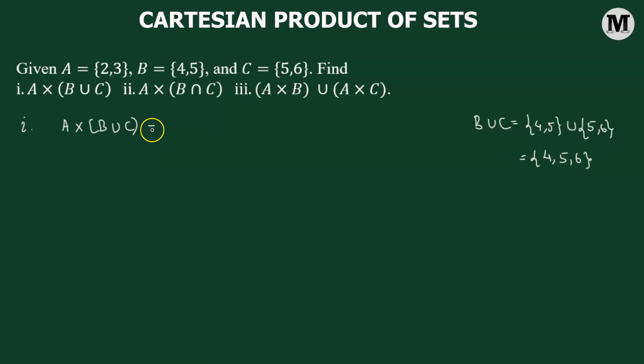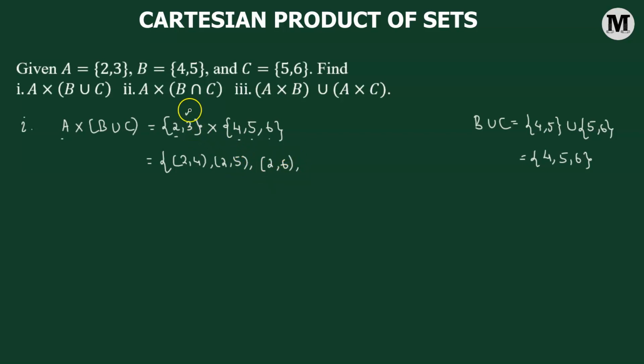Okay, so we'll take the set A containing the elements 2, 3. We'll try to find out its Cartesian product with the set B union C, which contains the elements 4, 5, and 6. We'll take the first element of the first set, because A comes first, which is 2. We're going to form an ordered pair with each of the three elements 4, 5, and 6. So that's going to give us 2, 4, then 2, 5, and then 2, 6.